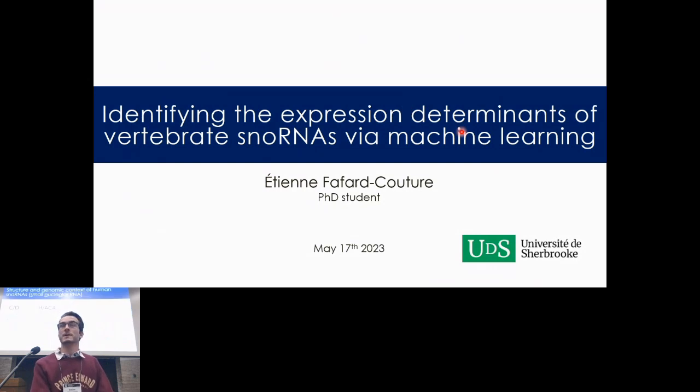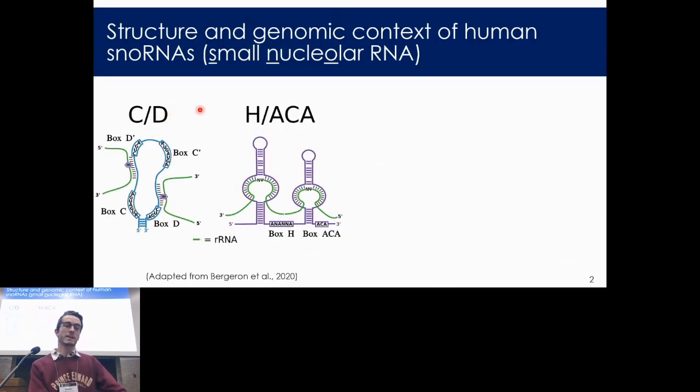So what are snoRNAs? snoRNAs stands for small nucleolar RNAs. These are non-coding RNAs present in all eukaryotes. They're basically separated in two types. So we have the CD box and HACA box snoRNAs, which differ in their structure and function, and also in the motifs or boxes they contain. Their main function is to guide modifications on target RNA to which they bind, for instance, ribosomal RNA. But in recent years, it was also shown that snoRNAs could interact with other targets, such as messenger RNAs and transfer RNAs.